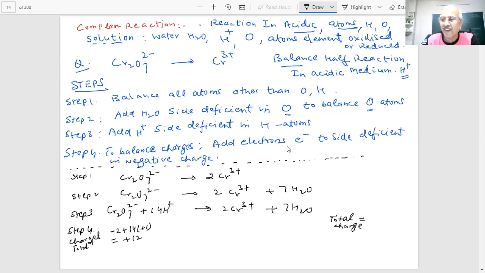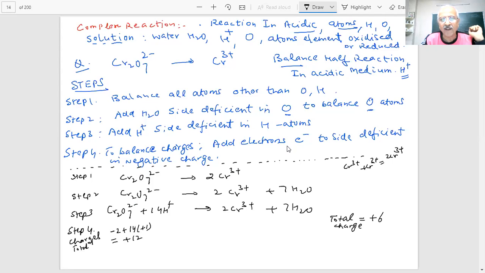And these two, what will happen? You will add. There are chromium 3 plus and chromium 3 plus, makes 2 chromium 3 plus. Got it? How much is the total charge now? Plus 6. This is plus 6 and the other is plus 12. How will we make both the same? We have to add electrons.